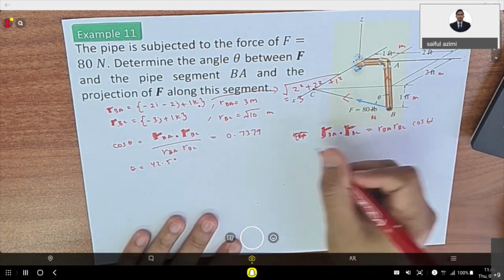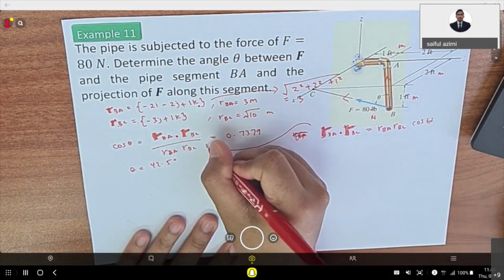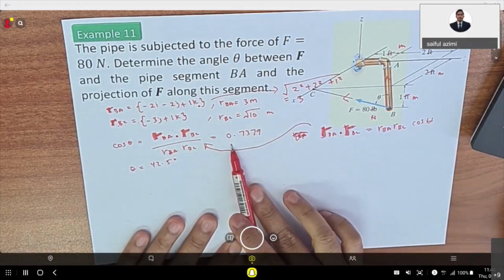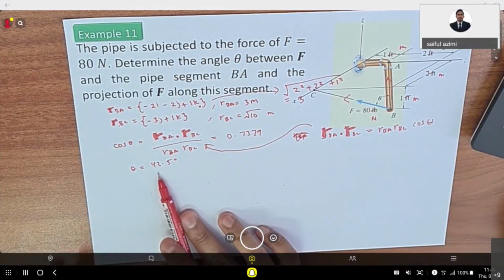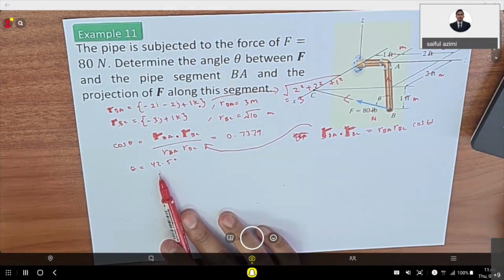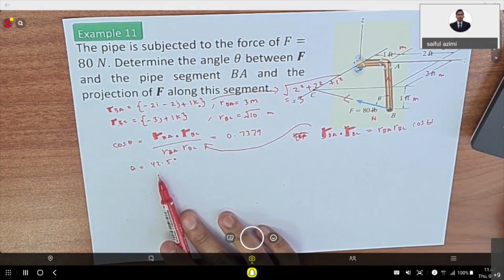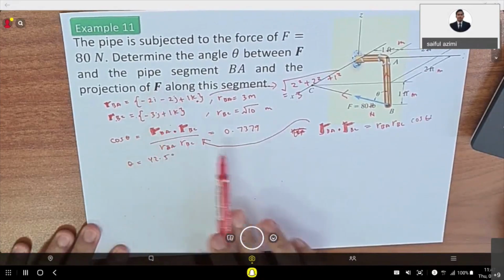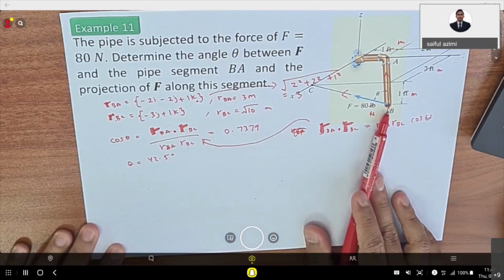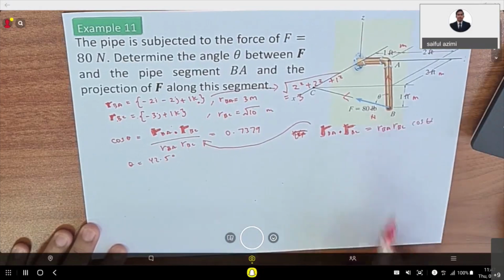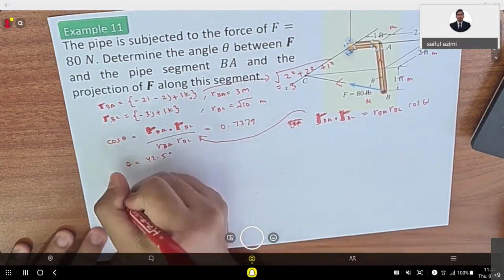So from here, you will get this equation. Okay, and then you just substitute the value, and then you get the answer here. Right? Okay. And then the next component, we wanted to find the projection of F along the segment of AB. So what you need to do is find the unit vector U here.